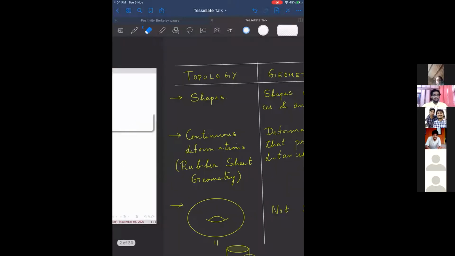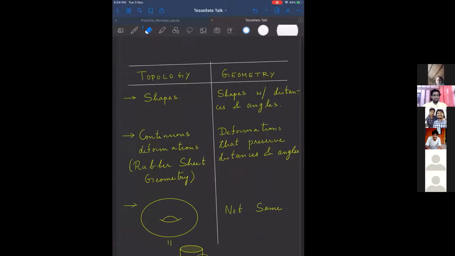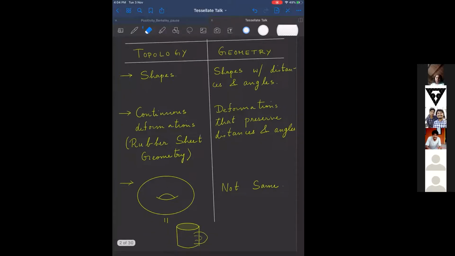Okay, so before I move on to geometry, let me first, at the outset, describe some basic differences between topology and geometry. So topology and geometry both are the study of shapes, but the difference is that in topology, we are allowed to deform shapes in a continuous manner without introducing any tears, etc. And so that's why it's, very suggestively, called rubber sheet geometry.